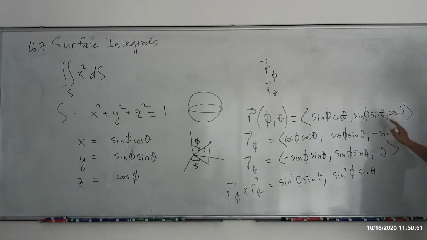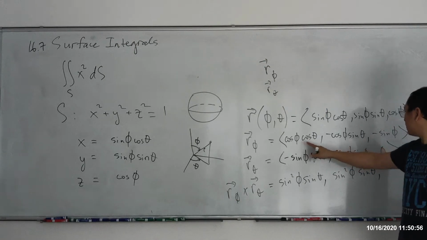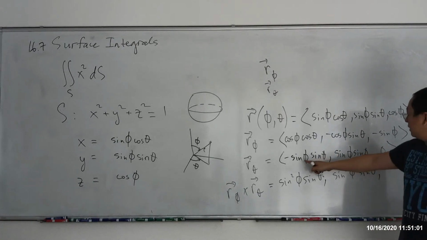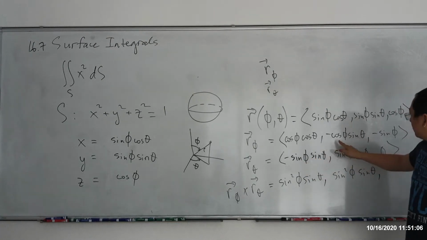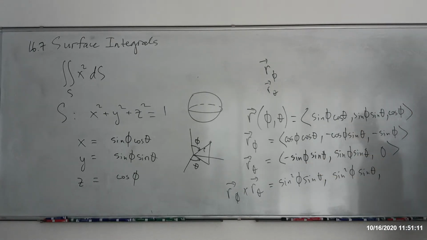And then for the last term, k term, this times this is going to be cosine phi sine phi cosine theta times theta, and then minus this times this is what? Sine phi cosine phi sine theta again. So let me do it quick in here. I got sine phi cosine phi as a common factor, and then we have sine theta as a common factor.